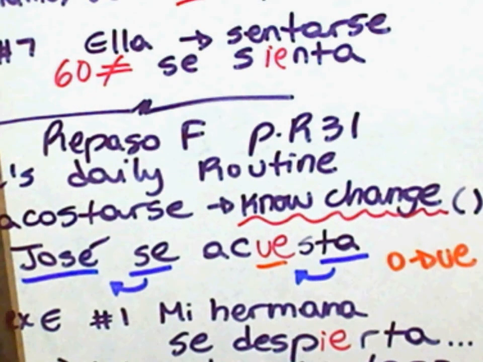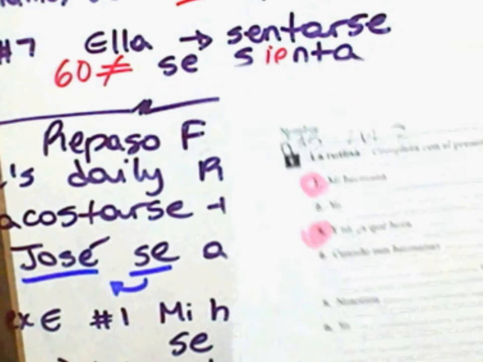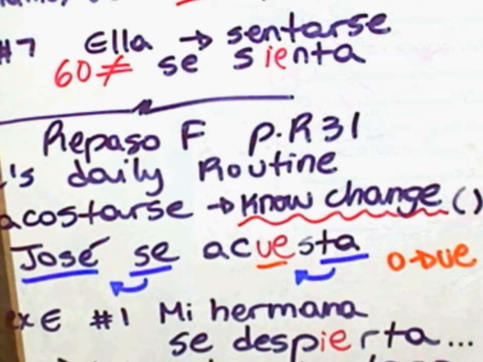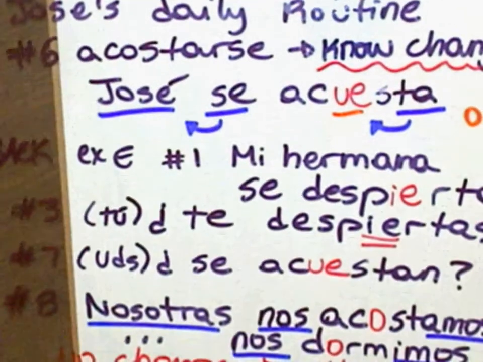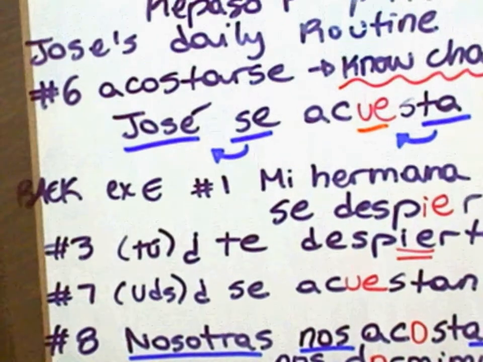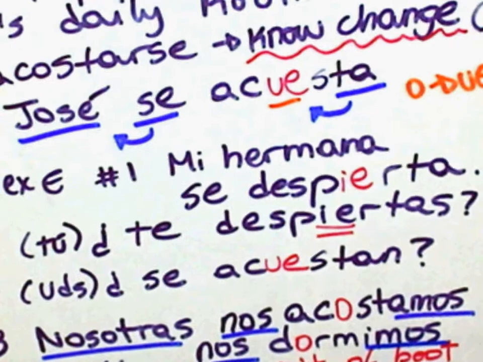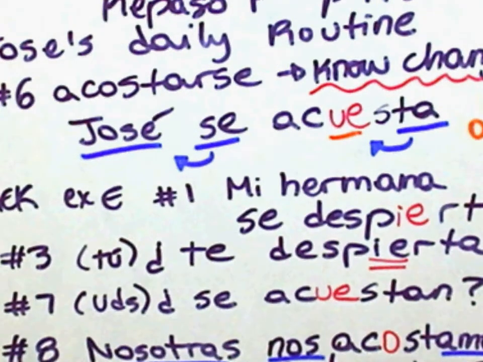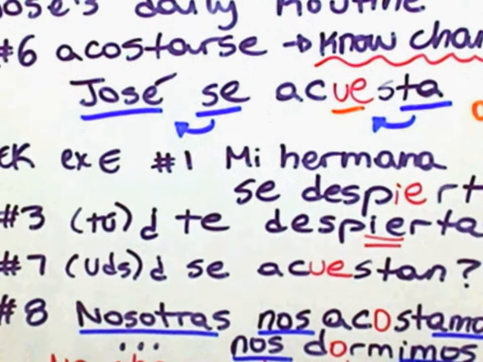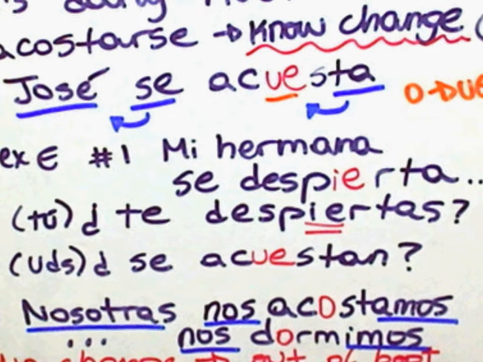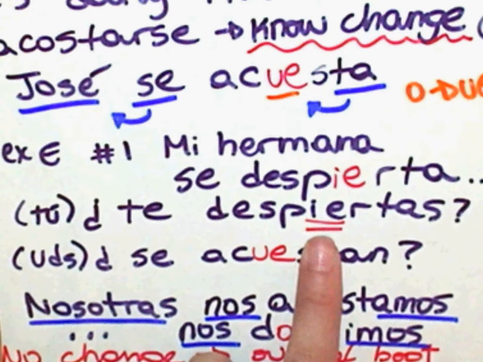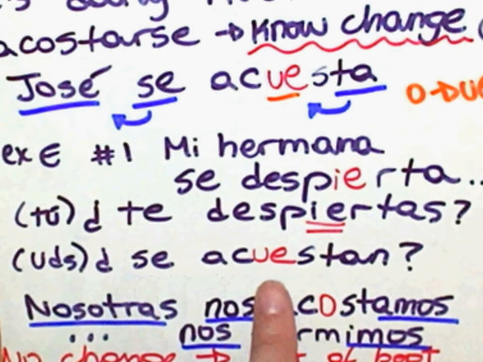Then on exercise E in the back, you were doing numbers 1, 3, 7, and 8. So fix numbers 1, 3, 7, and 8. Number 1, se despierta. Number 3, te despiertas. Number 7, se acuestan. And why no change for this one, number 8?